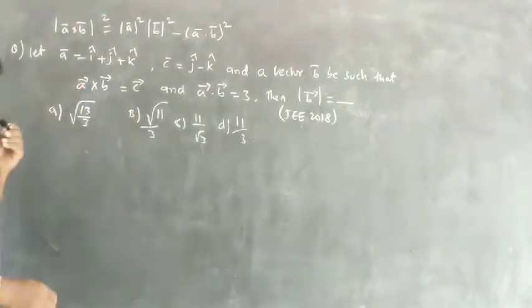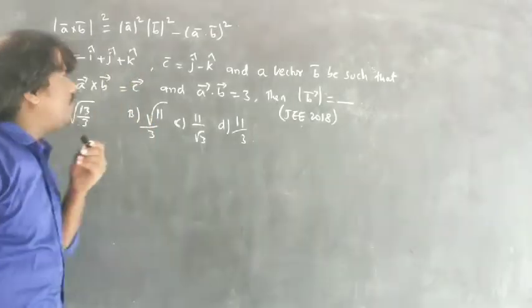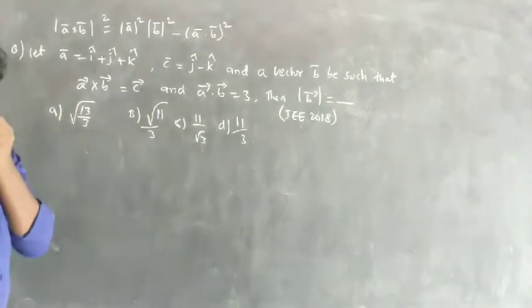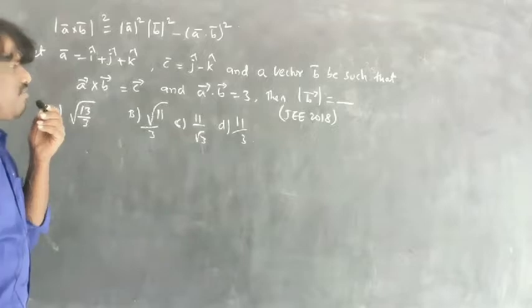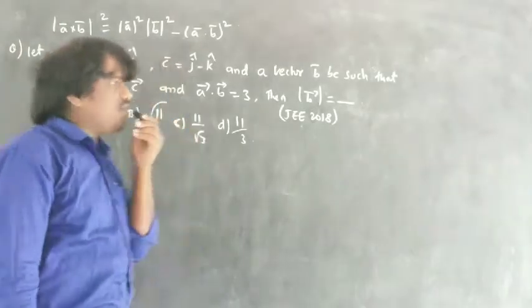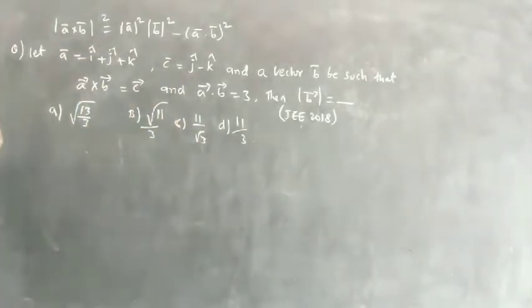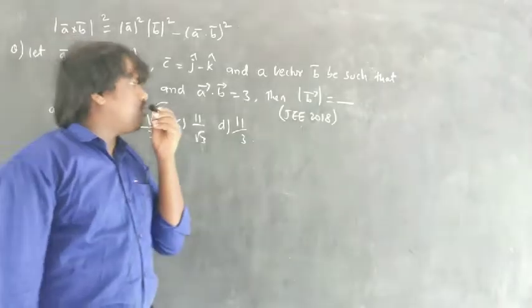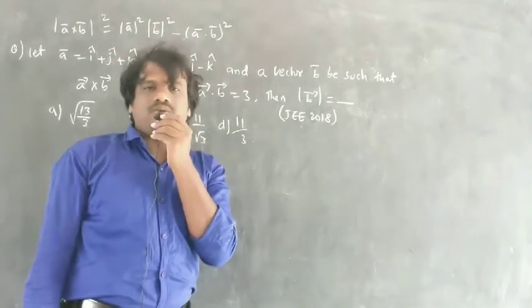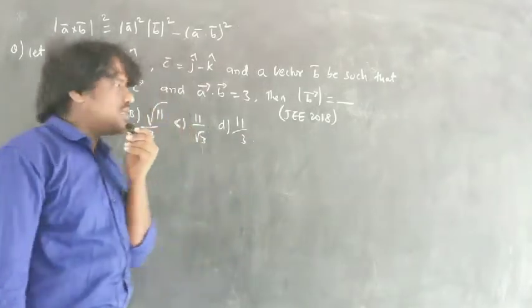Let A vector be i cap plus j cap plus k cap, C vector be j cap minus k cap, and a vector B is such that A cross B is equal to C vector and A dot B is equal to 3. Then what is the magnitude of B vector? That is the question. Let us see here now.